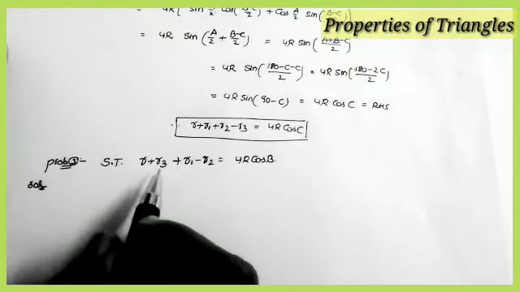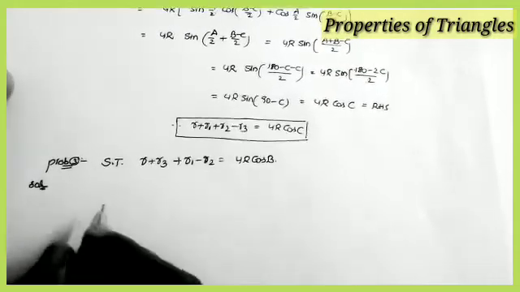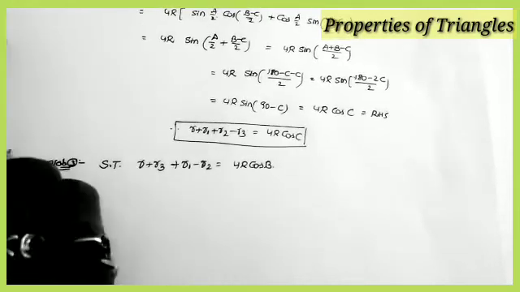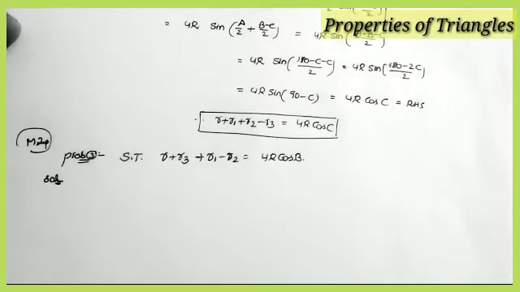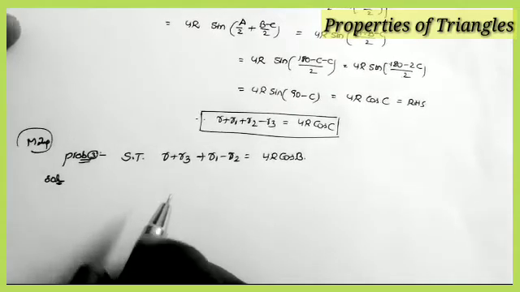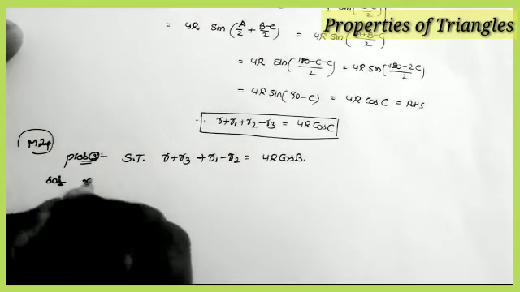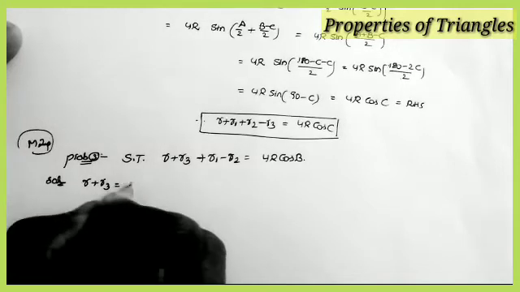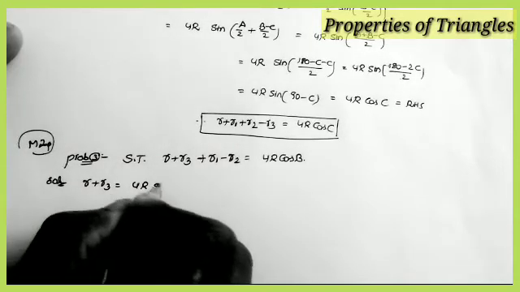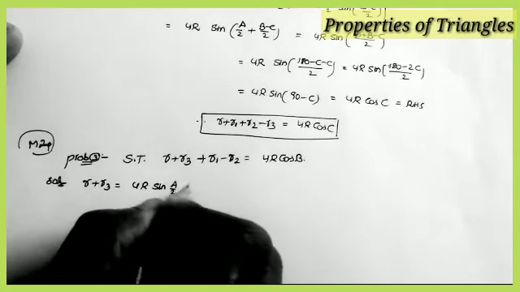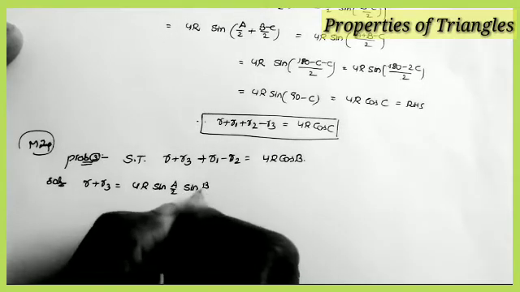Show that R plus R3 plus R1 minus R2 is equal to 4R cos B. Same procedure. Most important sum. We have this model type of question, 3 questions in the textbook. So these are the 3 questions. This is a very important model. Okay, let us start the solution. So R plus R3. What is the R value? 4R sin A by 2, sin B by 2, sin C by 2. All of you try to solve this question without seeing.